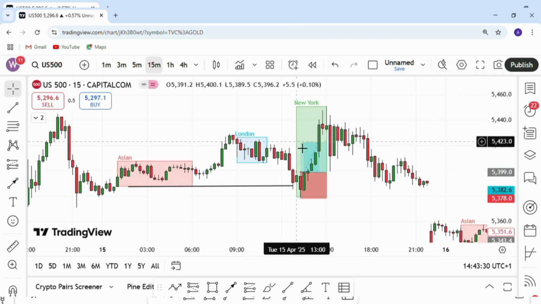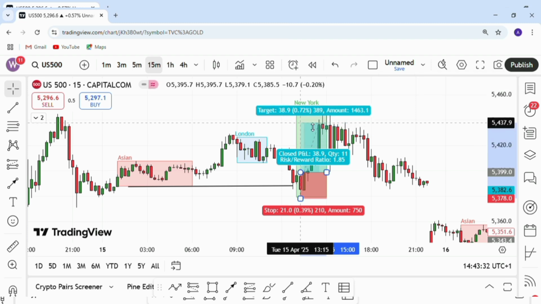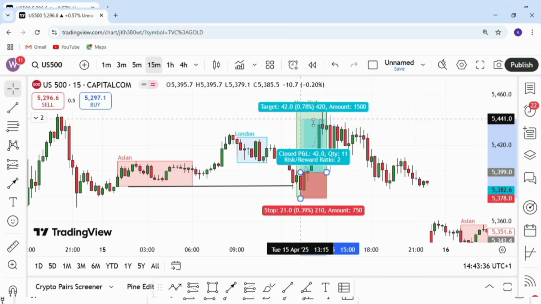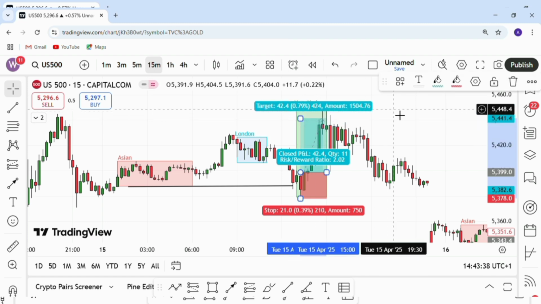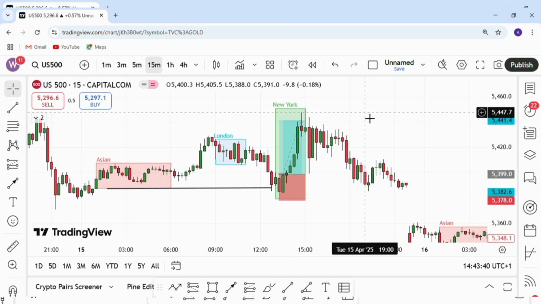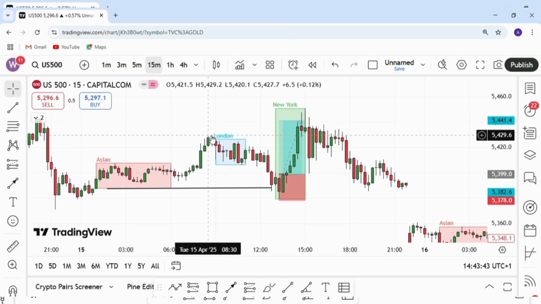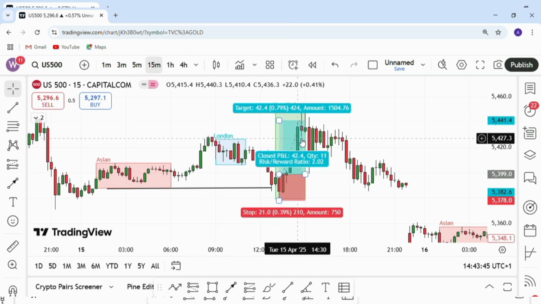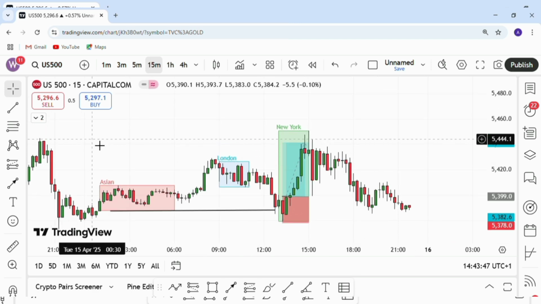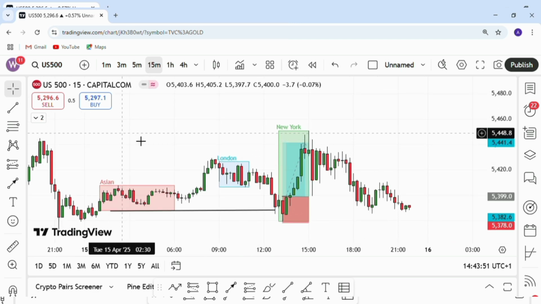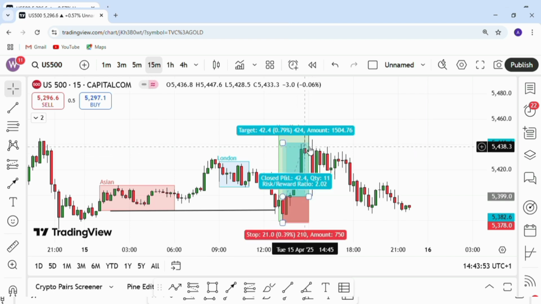I'll be honest with you. I'll target only 1:2. As you can see, this is 1:2 like this. And you can see this is another pocket of liquidity where you can target, and this is also another pocket of liquidity where you can target. So the market hit the 2 TP if you want to target the external liquidity.